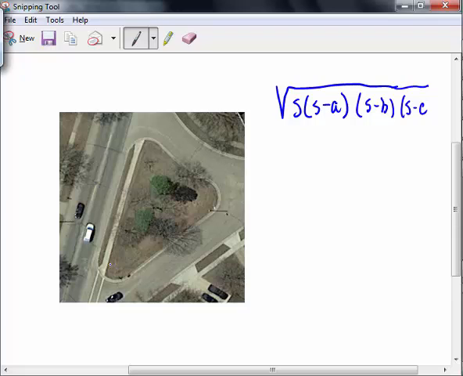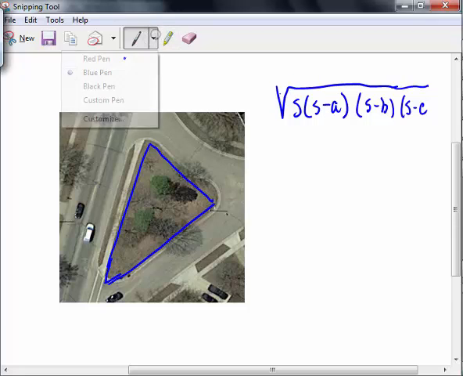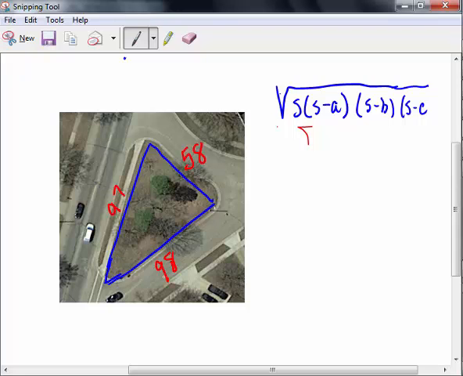Okay, well, I'm going to draw the triangle. And then we will fill in the numbers. This distance along here is 58 feet. This distance is 97 feet. And this distance is 98 feet. So interestingly, it's almost an isosceles triangle. It's pretty close. These two angles are almost the same size.